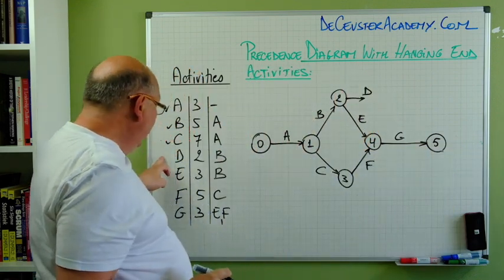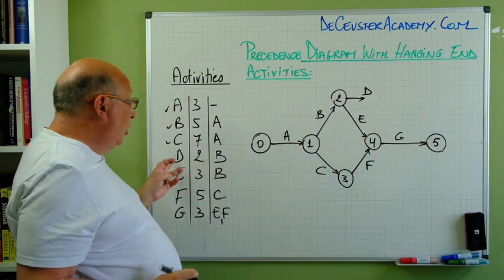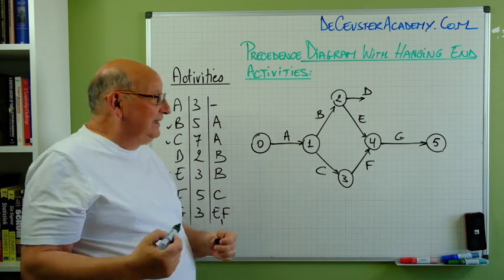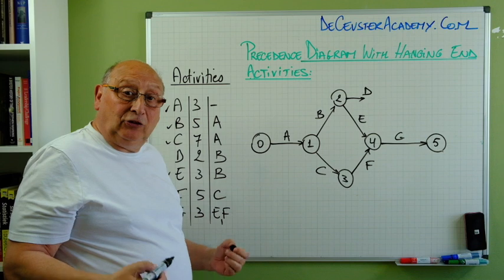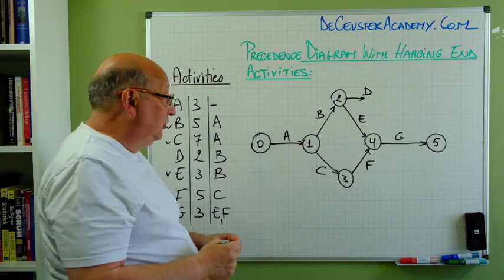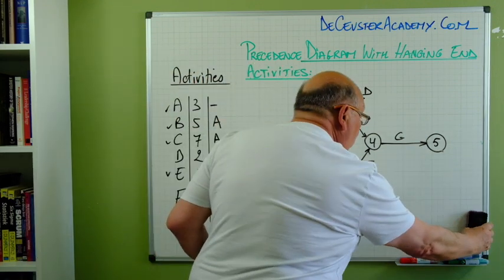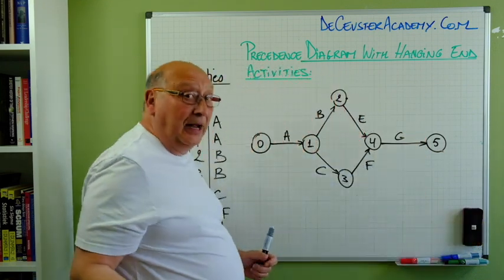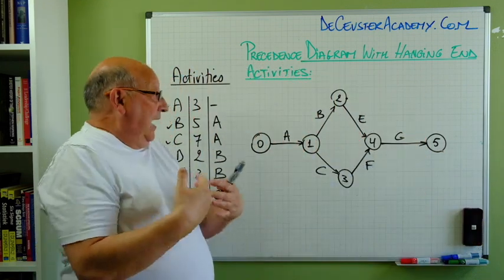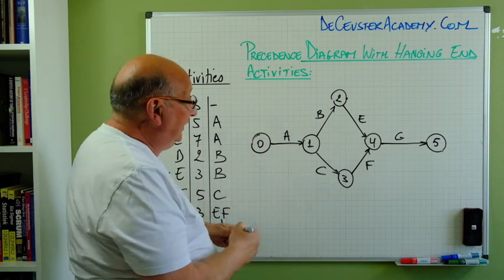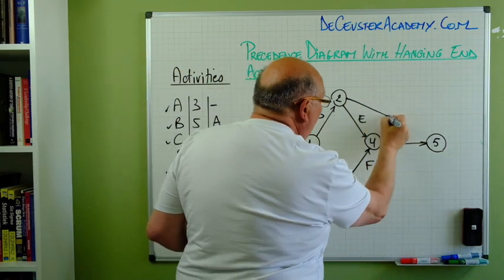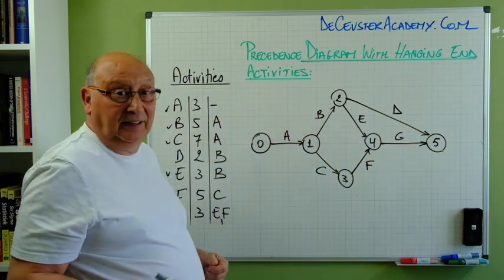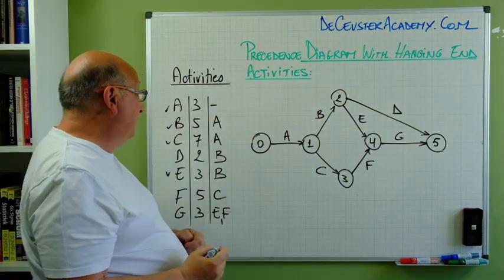But we see D is after B and there is no successor after D. It means D is also at the end of the network schedule, and we have to adjust this, and that's one of the things we have to do. In this diagramming method, we have to adjust it when we see things like this. So we now draw the arrow D, which ends in event 5.